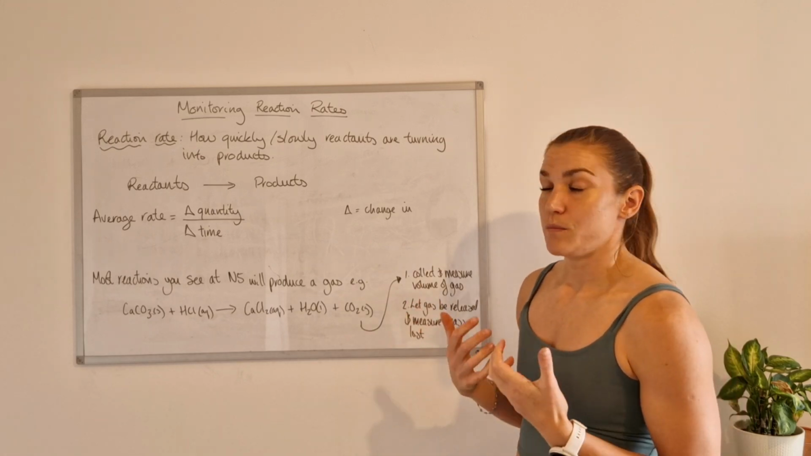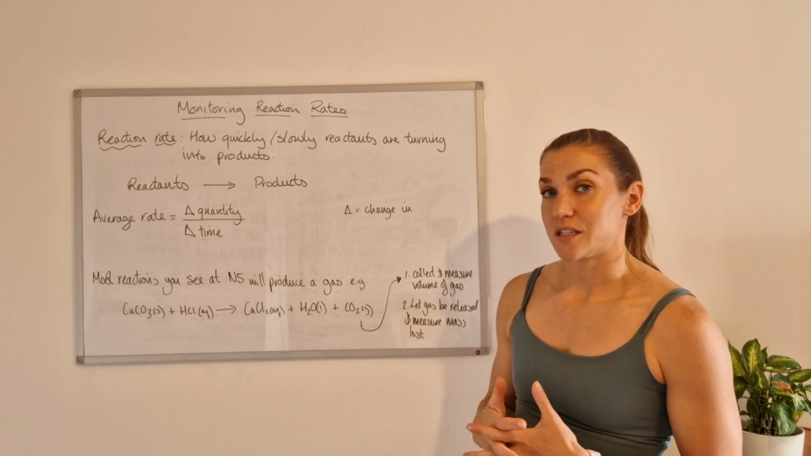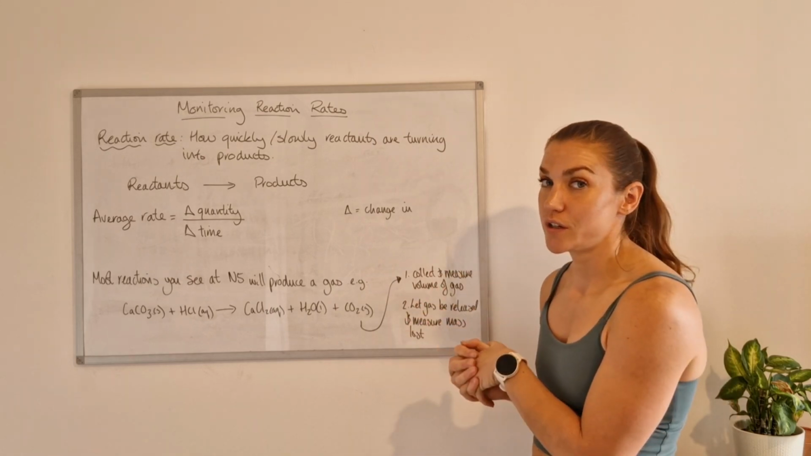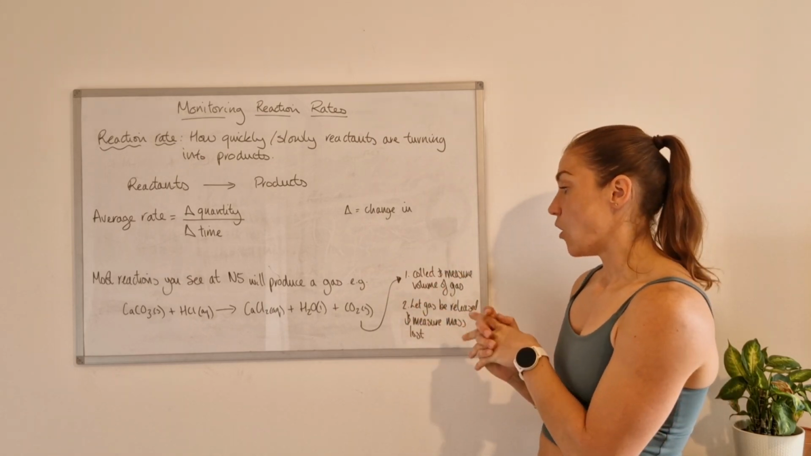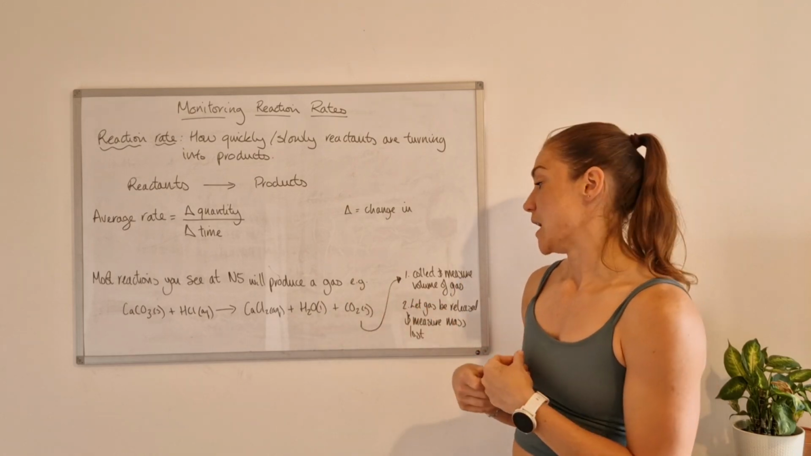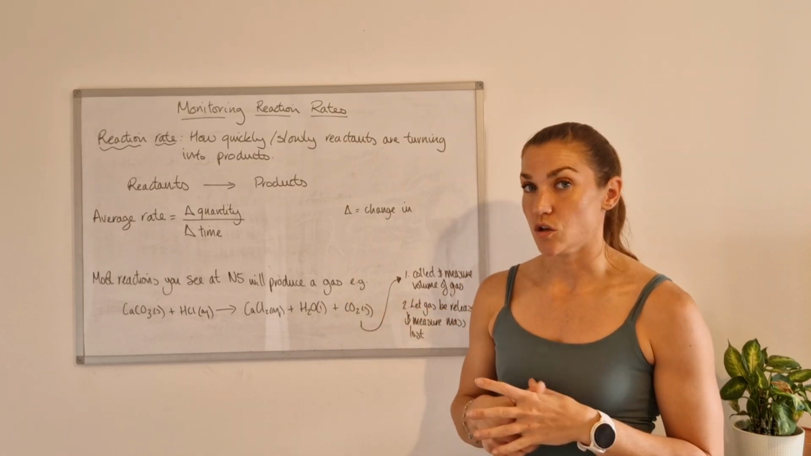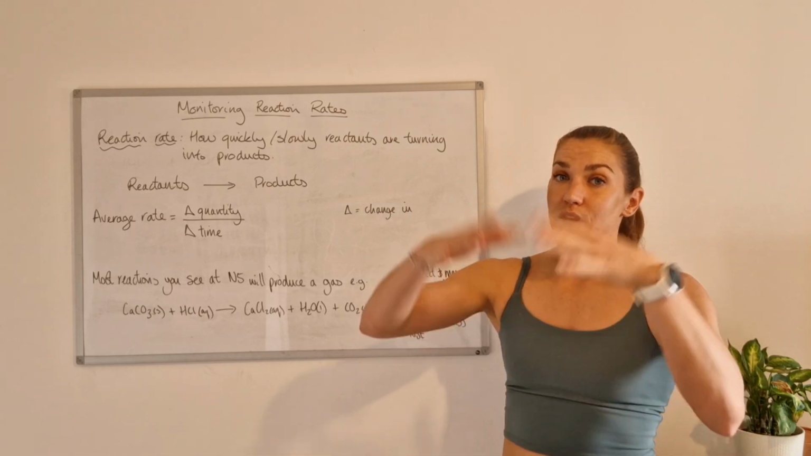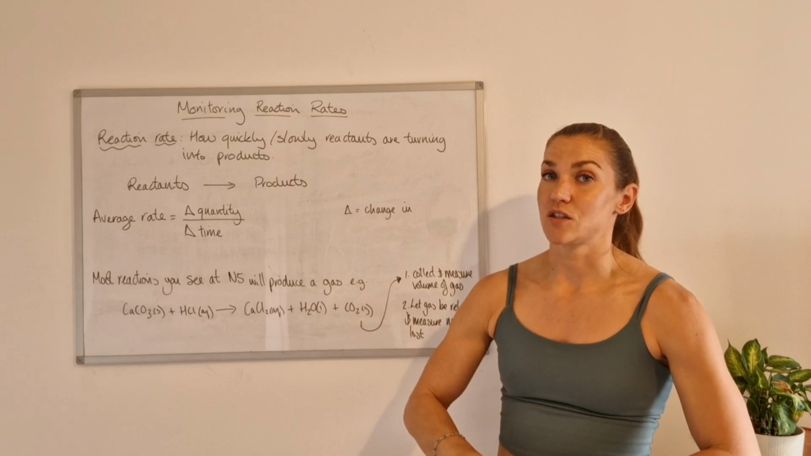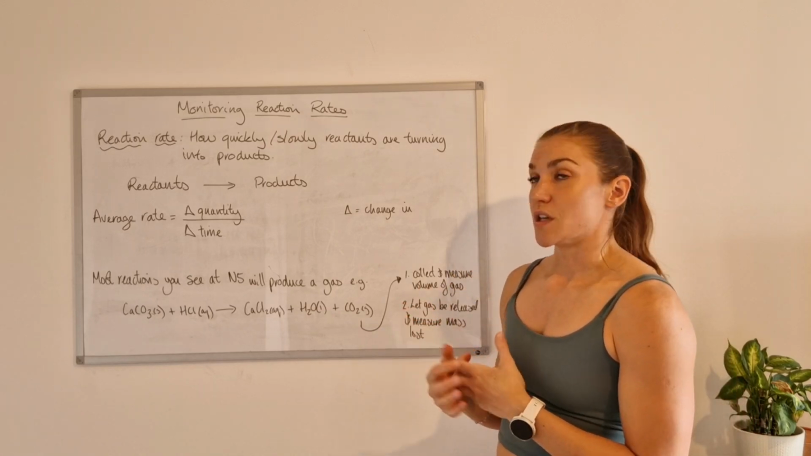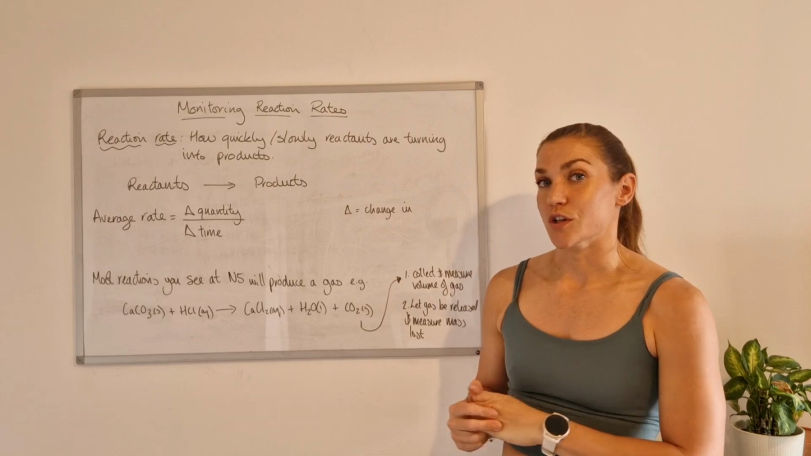Anytime you are doing a reaction that produces a gas, in order to monitor the rate, you can either collect and measure the volume of that gas, or you can let the gas be released into the atmosphere and monitor mass lost from the reaction, because gases do also have mass. So if we let the gas leave the flask, then the mass of the flask should decrease. So we can always use the gas in order to monitor the rate.